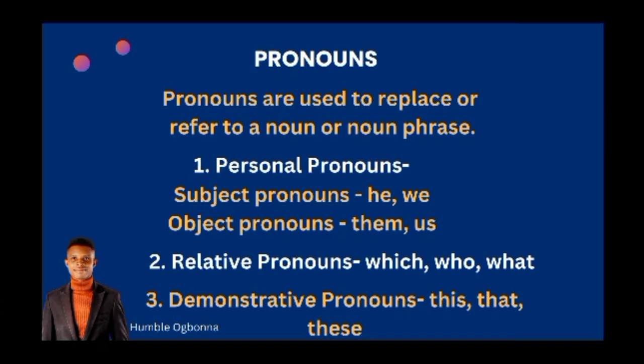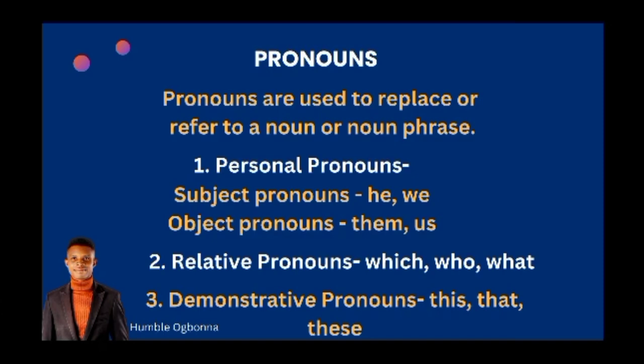We have types of pronouns, like personal pronouns. An example of a personal pronoun is subject pronouns. Subject pronouns are pronouns that perform an action. He, we, she, it. These are examples of subject pronouns. We have object pronouns. Object pronouns are pronouns on which the actions are performed.